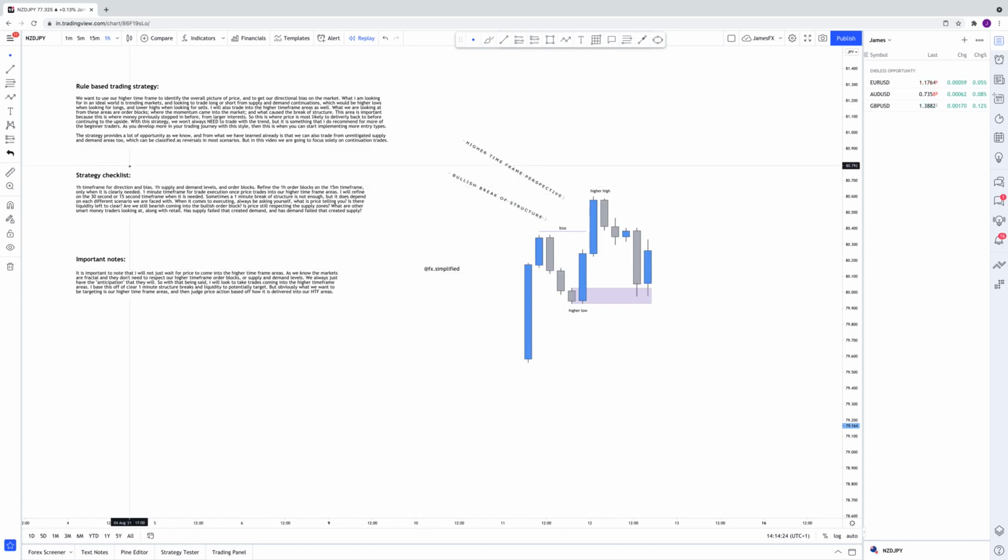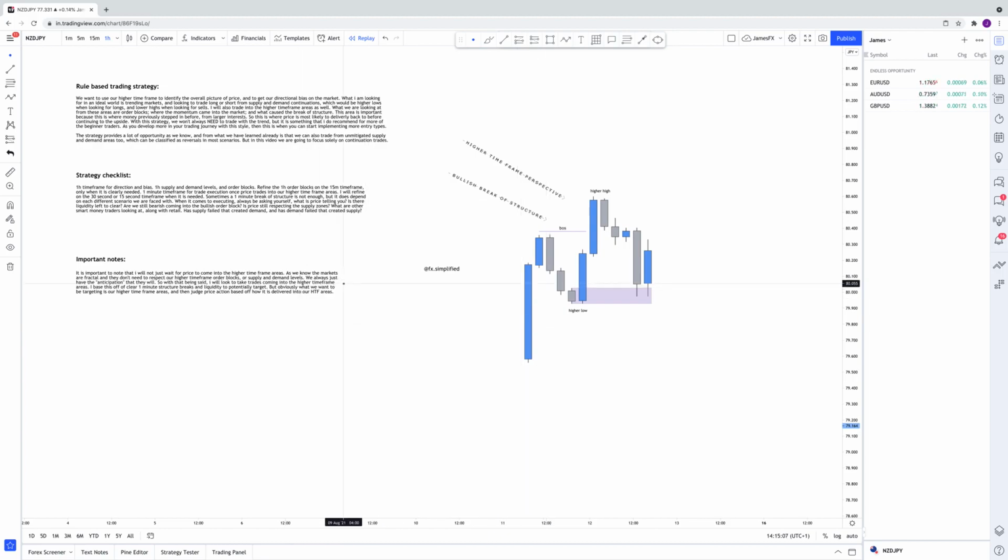Okay, so the strategy provides a lot of opportunity, as we know, and from what we have learned already, we can also trade from, as I've just said, unmitigated supply and demand areas, which can be classified as reversals in most scenarios. But in this video, we are going to be focusing solely on continuation trades. So this sort of entry model here. Okay, this is what we mainly teach, as it's very powerful, and we can trade around this. Okay, so what we're going to do now is get into the strategy checklist. Okay, so let's go through it.